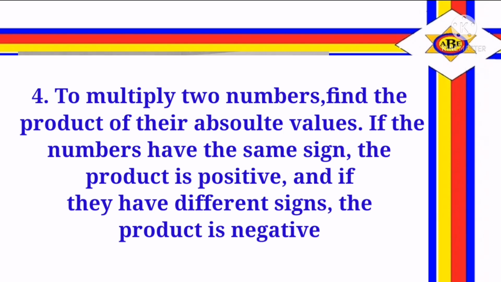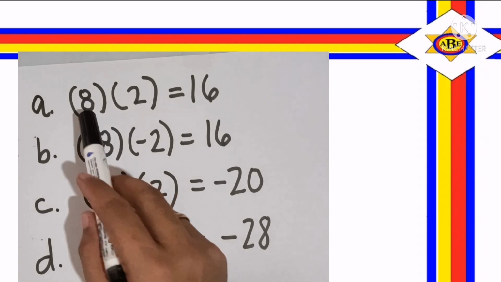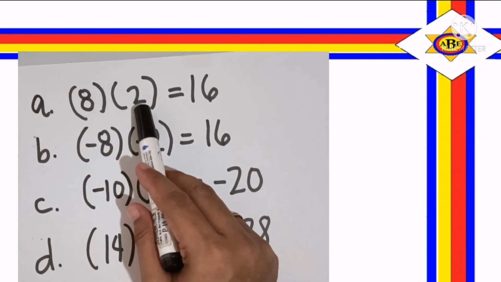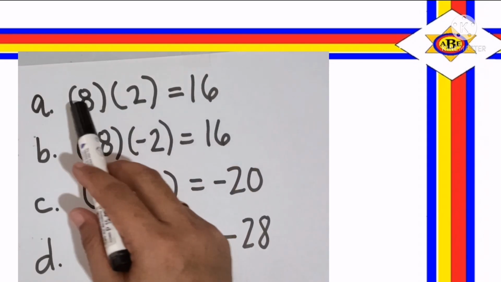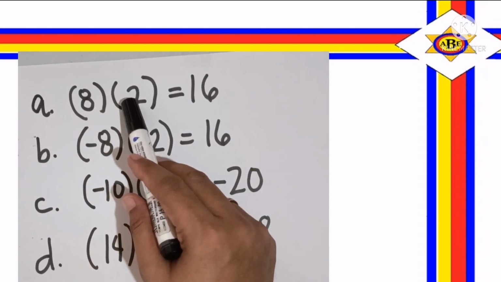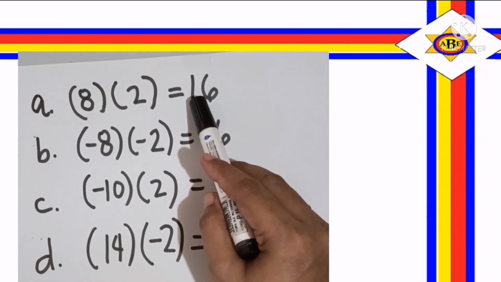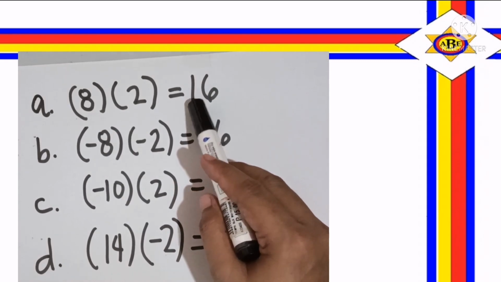In sample problem letter A, we have positive 8 and positive 2. 8 times 2, that's 16. Both of them are positive. Therefore, the value is positive.